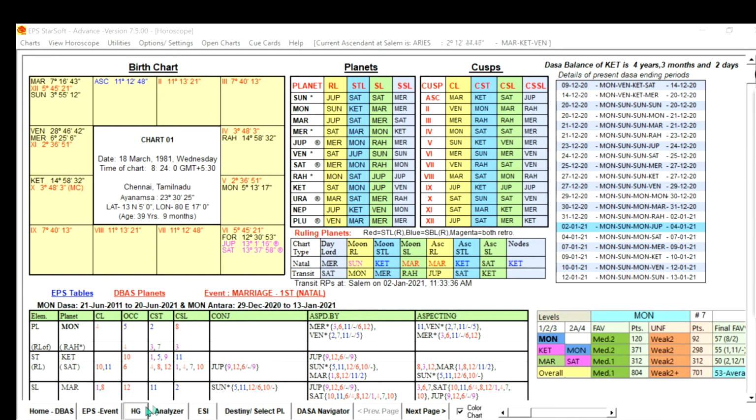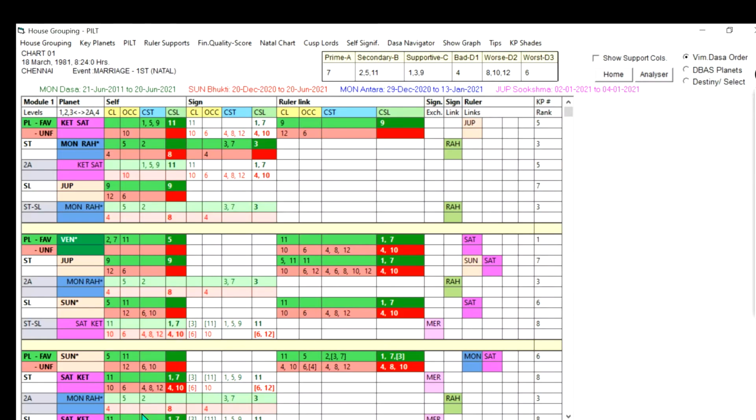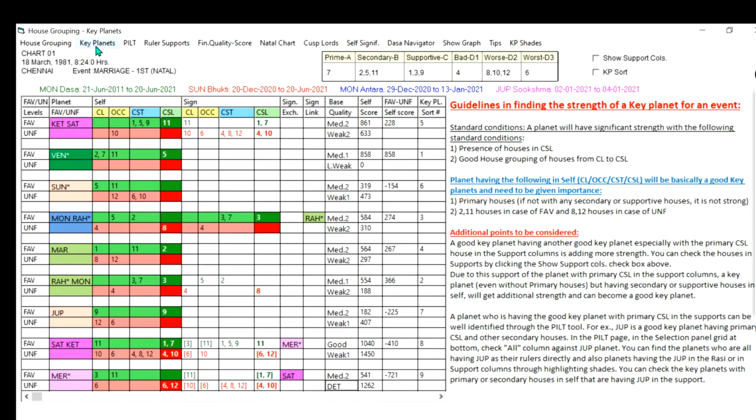For that, in the software you can see the house grouping button. You click that house grouping button and it will take you to the house grouping tables, and there you can see key planets and PILT on top. If you click key planets, as we discussed in the previous videos about the same chart, each planet from Ketu to Mercury has its favorable and unfavorable houses for the event of marriage grouped, and the key planet states give you an indication about favorable strength, unfavorable strength or mixed strength.